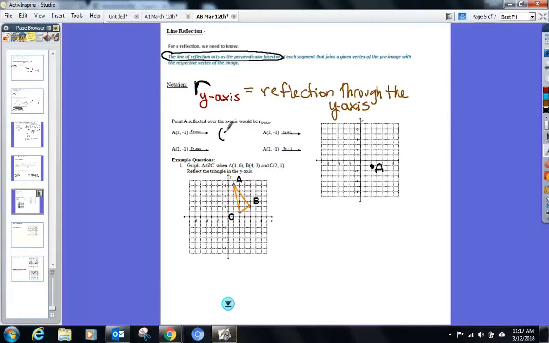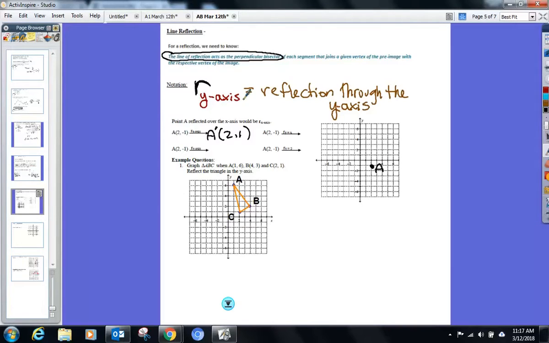Okay, so it's 2, 1, but now here you go. I can't call that point A anymore because it's a brand new point. Here's how I refer to it. A, but now with this symbol here, that's read A prime, which means I've performed one transformation on it. A prime.